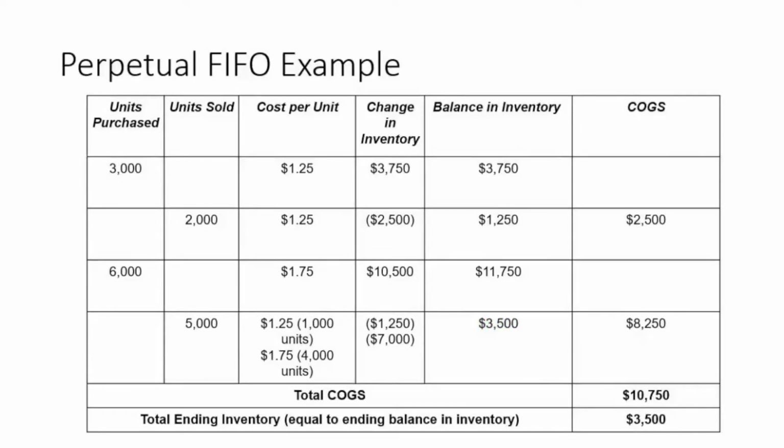So in total, throughout the period, total cost of goods sold is $10,750, and then total ending inventory is $3,500. So, as you can see in these examples, both the ending inventory and the cost of goods sold are the same, whether a periodic or a perpetual inventory system is used for FIFO.